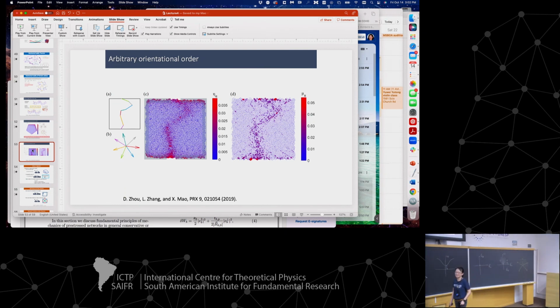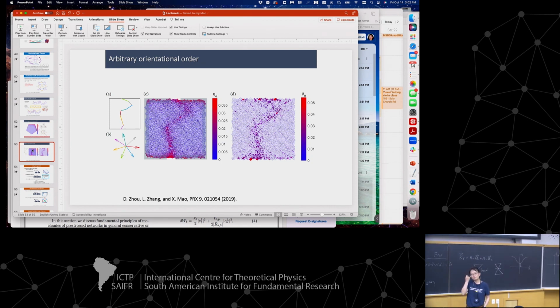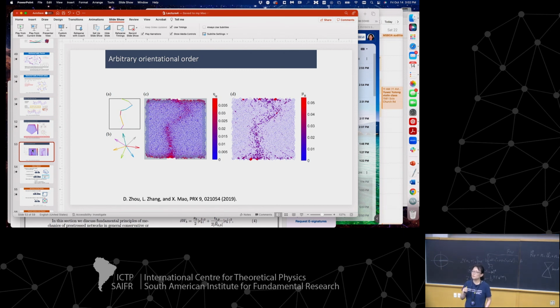Okay. Can you comment on the difference between topological robustness and topological protection in this type of problem of polarization? I think we usually use them interchangeably, topological protection and topological robustness. Okay.